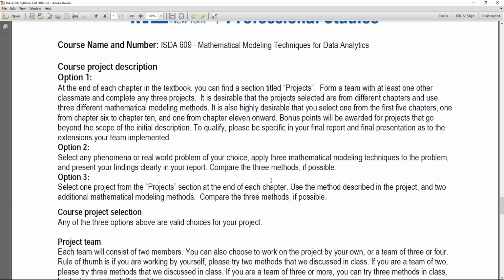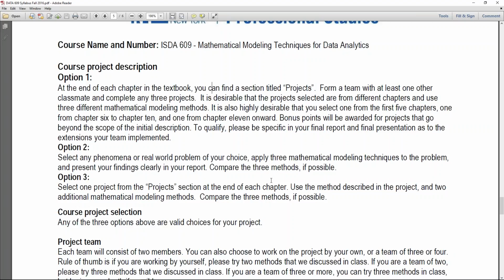Option one, at the end of each chapter in the textbook, you can find a section titled Projects. Form a team with at least one other classmate and complete any three projects. It's desirable that the projects selected are from different chapters and use three different mathematical modeling methods. It is also highly desirable that you select one from the first five, one from chapter 6 to 10, and one from chapter 11 onward.